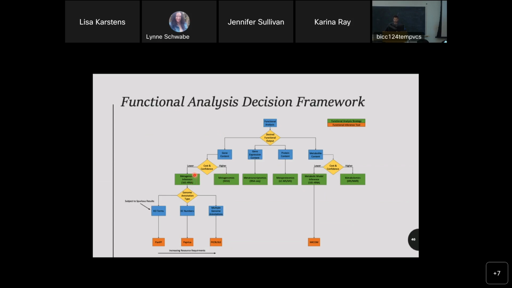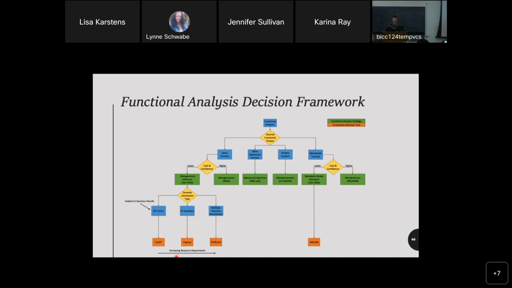use metagenomic inference. And deciding between the metagenomic inference tools really comes down to the genome annotation type that's being used. So if we want to use KO terms, then we can use PanFP. However, we identified that KO terms are subject to spurious results. If we want EC numbers as our genome annotation type, then Paprika can be used. Additionally, if we want multiple genome annotation choices, then we should use PyCrust2, and we can use PyCrust2 to generate KO term predictions and EC number predictions, as I mentioned earlier.